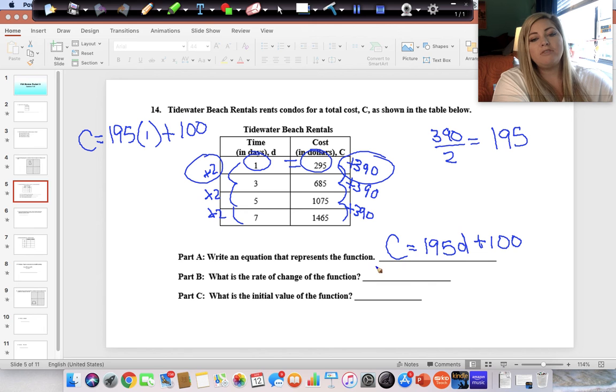What is the rate of change in the function? Rate of change is just another word for slope. So our slope is the number in front of D, and that is going to be 195. What is the initial value of the function? Our initial value is just our y-intercept, and that is going to be what we add or subtract out to the side, so that's going to be 100.